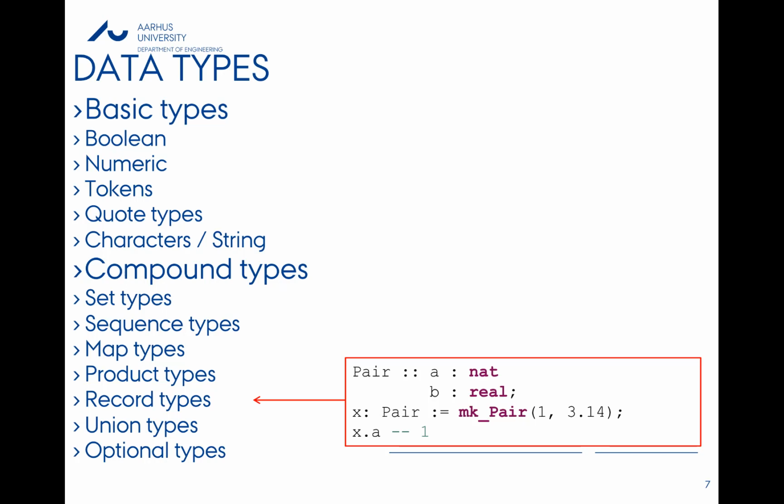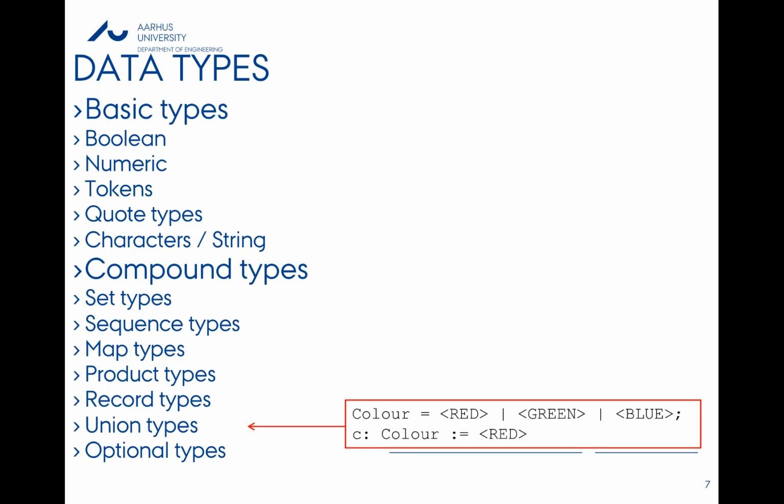It looks very similar to the other one, except that the values now have the name of the record they're defined from as a part of the value. So mk_pair is essentially a way of indicating that this is a value coming from the pair type. And we can then use the selectors like A in here. There's a notion of union types, where you can say they belong to one type or another type or another type. So in this case, we have an enumerated red, green, blue, and then the color, for example, could be assigned to a red color.